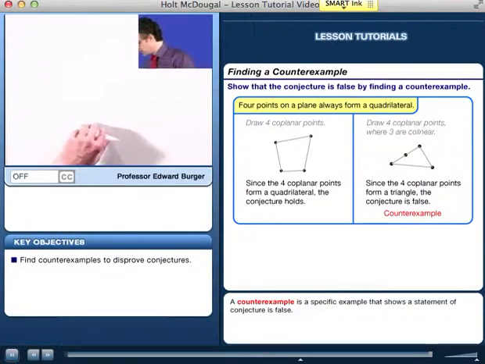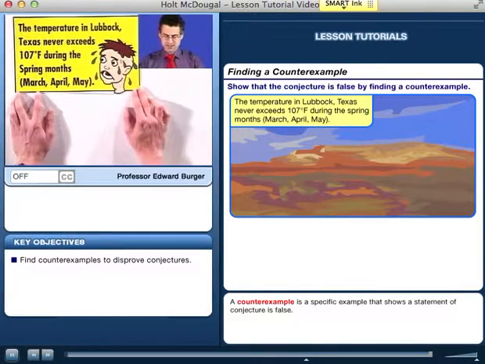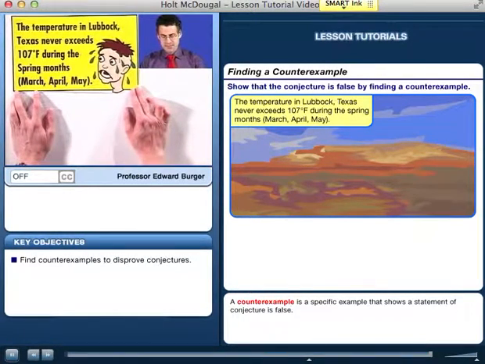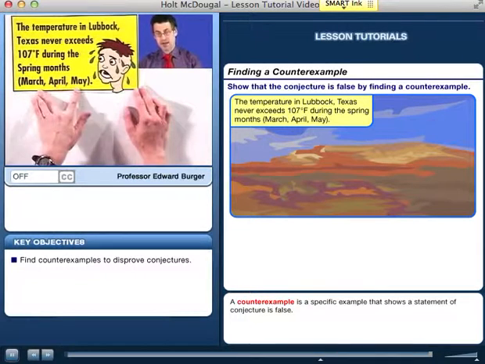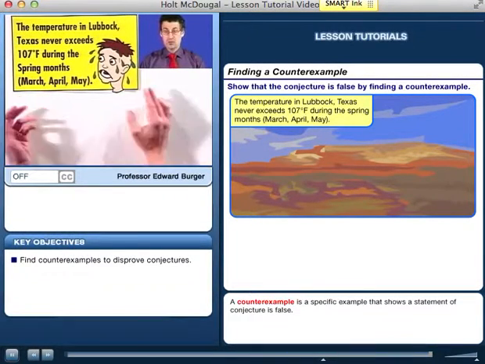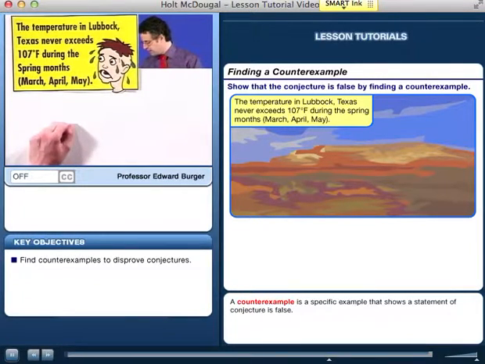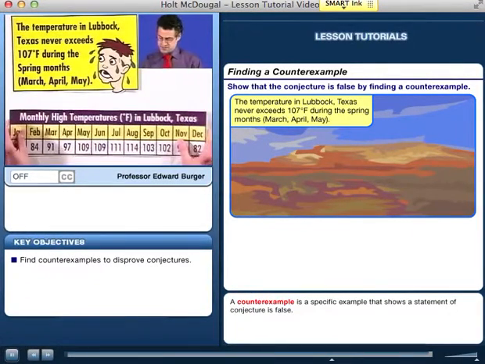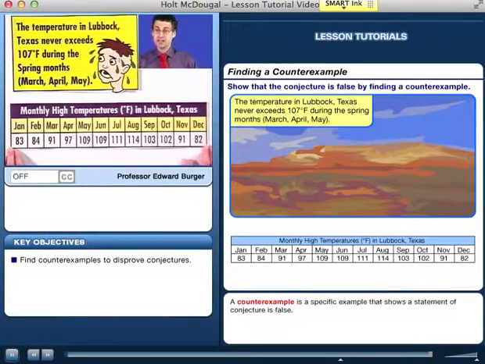And let's try one last one. It gets hot in Texas, as you know, and the temperature in Lubbock, Texas never exceeds 107 degrees Fahrenheit during the spring months, which here we mean to be March, April, and May. Now, can we prove that statement to be false? Well, one way to provide a counterexample is to look for data. So these are the actual monthly high temperatures in degrees Fahrenheit out in Lubbock, Texas.